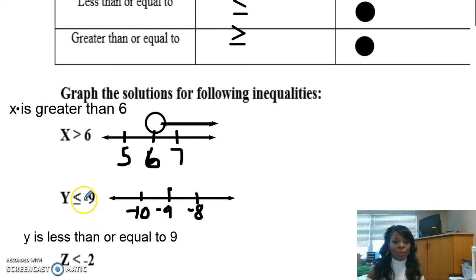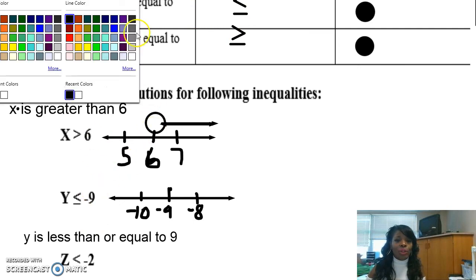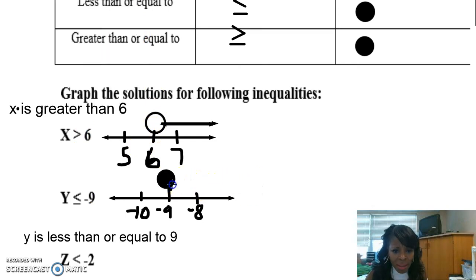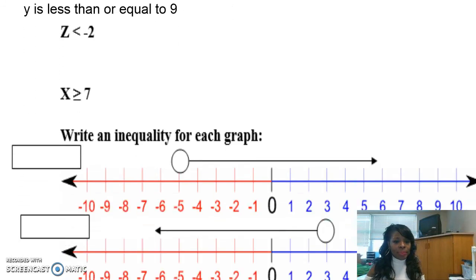And then we have less than or equal to, which is going to be a closed circle. So all the solutions to this inequality are all the numbers that are less than or equal to negative 9, as well as negative 9, equal to. That means negative 9 as well, okay? So let's draw our line going to the left. There you go.